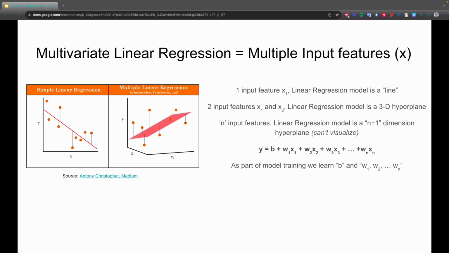In our exercise, we predicted SAT score based on a single input feature, GPA. But for most real-world problems, a single input feature is not enough to train a good quality model. The linear regression equation can be extended to include multiple input features. In the case of two input features, the linear regression model represents a 3D hyperplane. For every input feature xi, there is a corresponding weight parameter wi that is learned as part of model training. And this is another way to write the same equation in a way that is more concise.